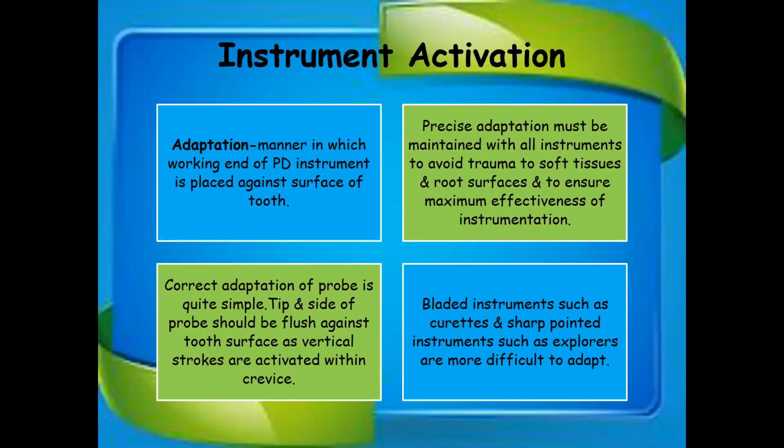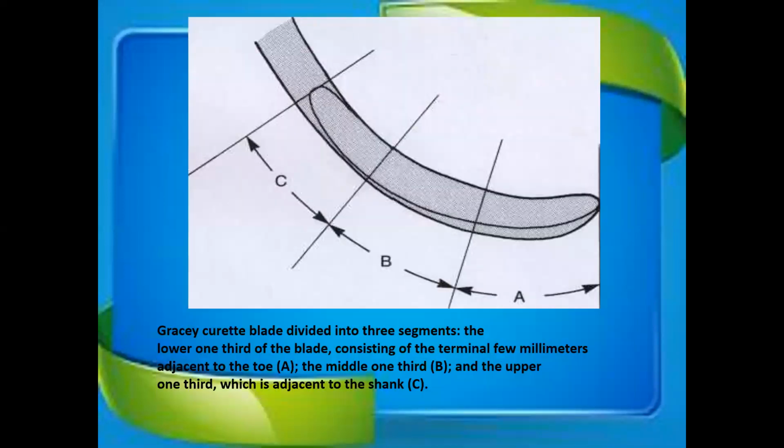The tip and side of the probe should be flushed against the tooth surfaces as vertical strokes are activated within the crevices. Bladed instruments such as curettes and sharp pointed instruments such as explorers are more difficult to adapt because the tip of the instrument might injure the soft tissue or cause laceration of the gingival tissue.